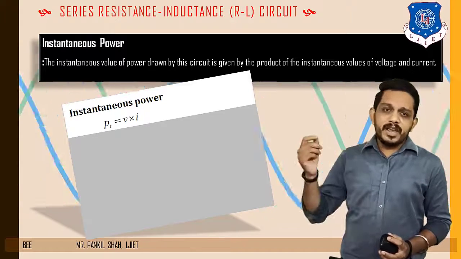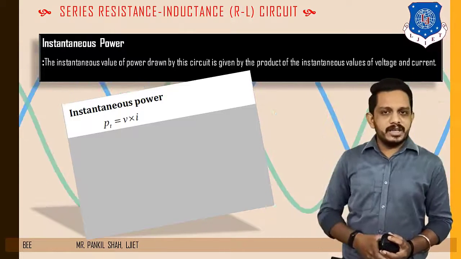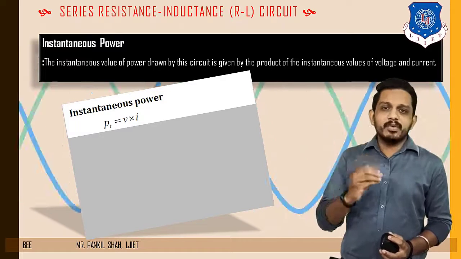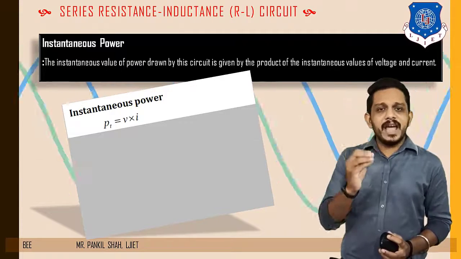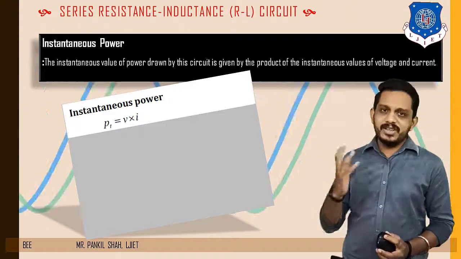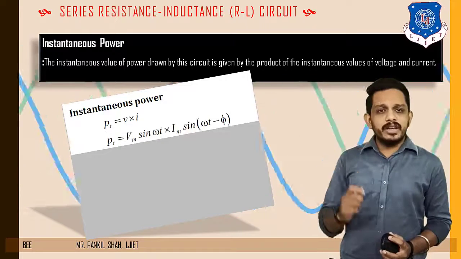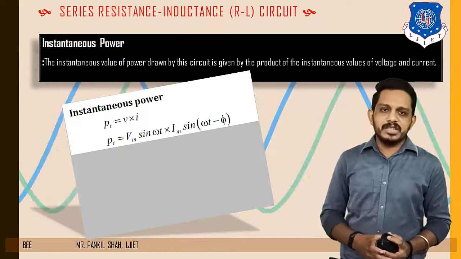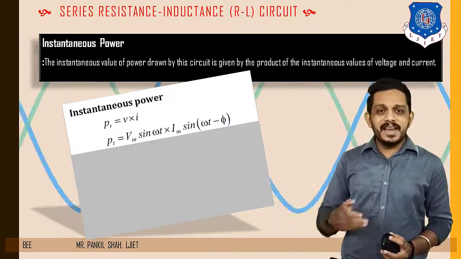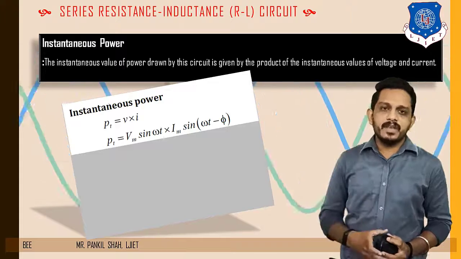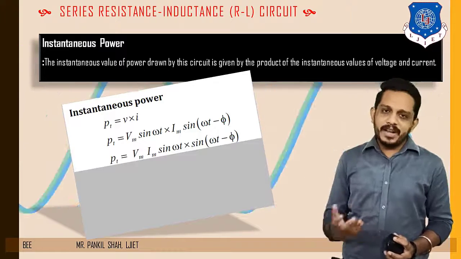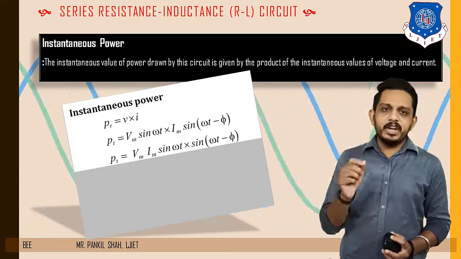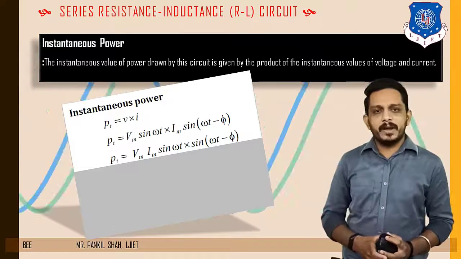We have the equation of instantaneous voltage and the equation of instantaneous current, so let's put them in this equation. The instantaneous voltage is Vm sin omega t and the instantaneous current is Im sin(omega t minus phi). So Vm and Im can be taken out because both are constant. So it will be sin omega t into sin(omega t minus phi).